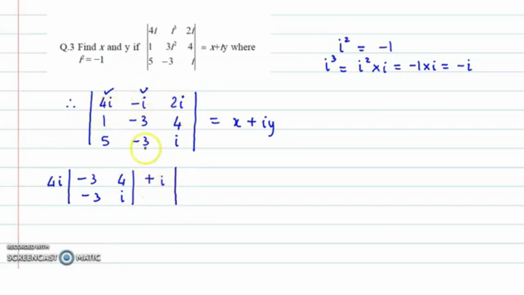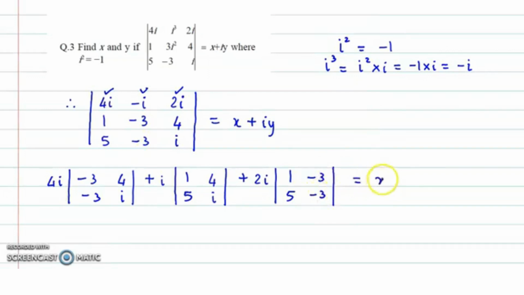Again deleting the row and column, we have 1, 5, then 4 and -3i, not 1, it's -3i. Next है positive 2i, so plus 2i into, again deleting row and column, 1, 5, and here we have 4 is equal to x plus iy.